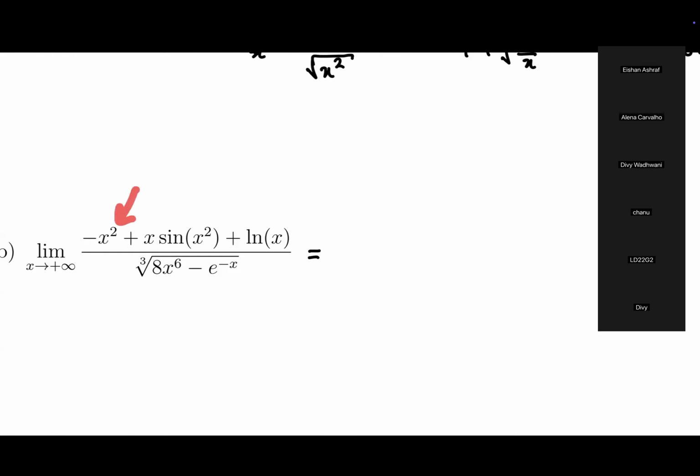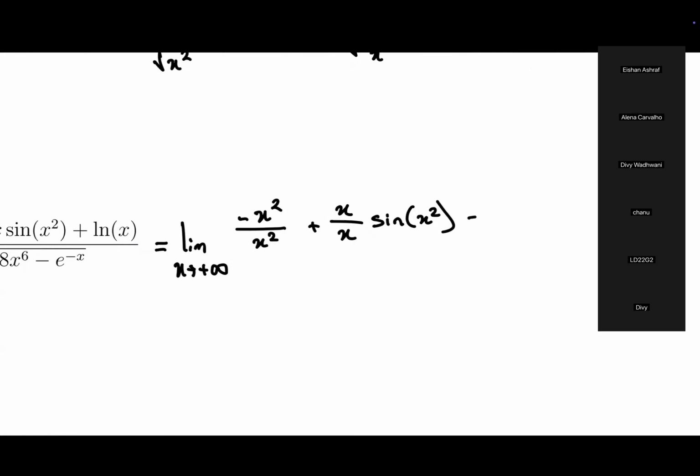You can see that there's an x squared right there, and there's an x right there. You can also see that taking the cube root of x to the 6 also gives you x squared. We have two x squared terms and an x. So what we could do to simplify heavily is divide by x squared. So doing that, let me just quickly write all the terms because it is a pretty long question.